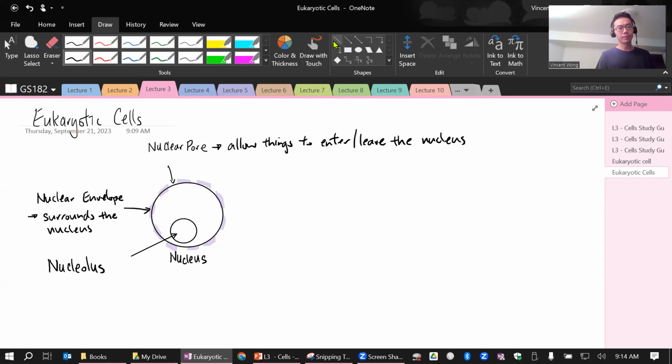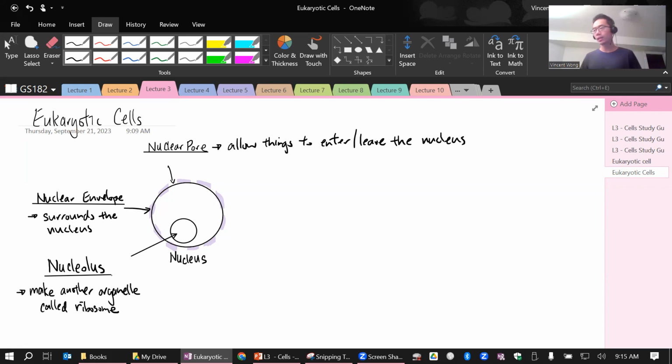Nucleolus. A circular structure that's inside the nucleus, and its job is to make another organelle called ribosome. Don't worry about what they are yet. Just know that they are made in the nucleolus.